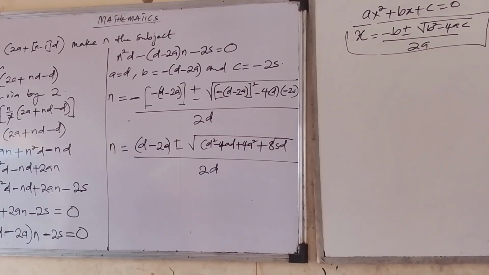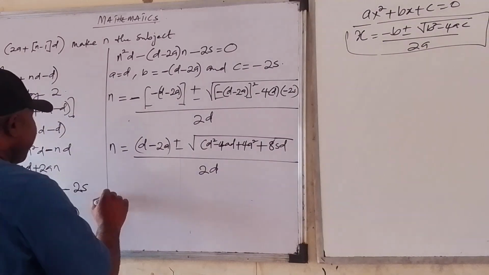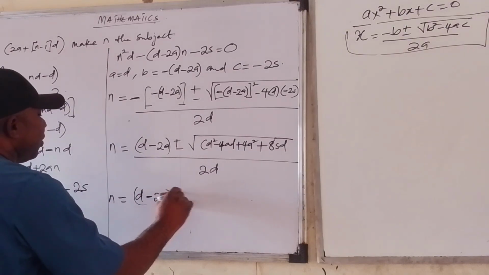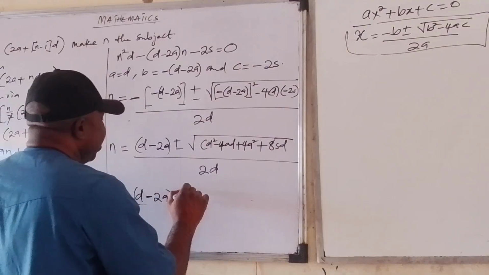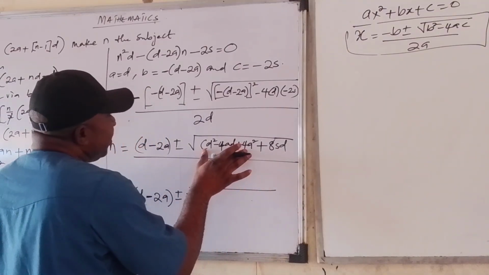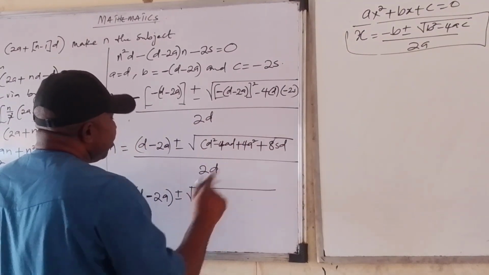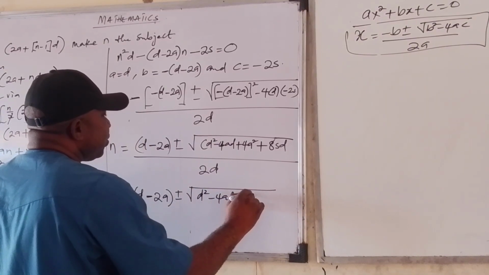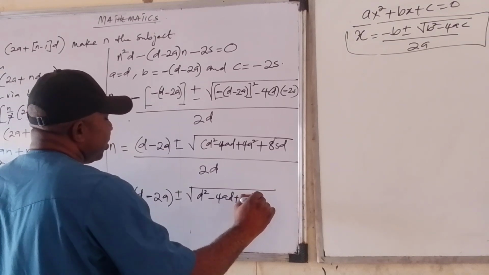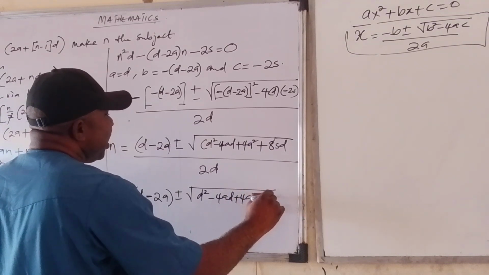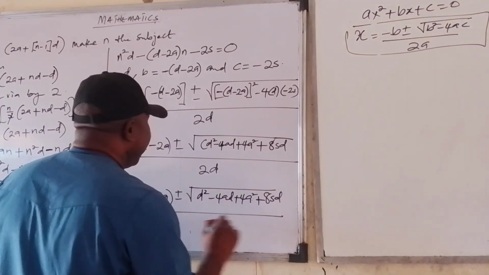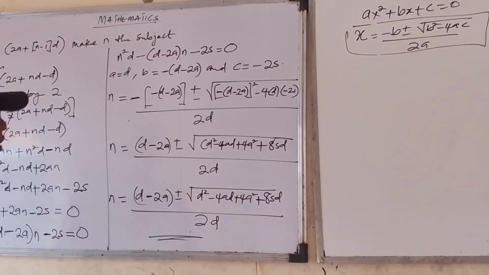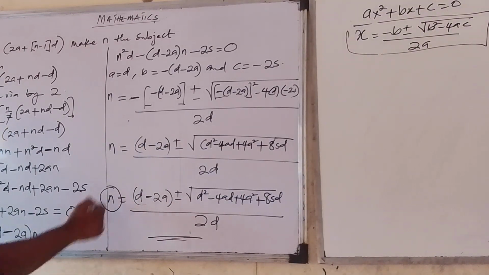Now it means the whole of this will be equal to, we have n will be equal to d minus 2a, plus or minus the square root of, we have this and this. So that will give us d squared minus 4ad plus 4a squared plus 8sd, all over 2d. So here we have actually made n the subject.